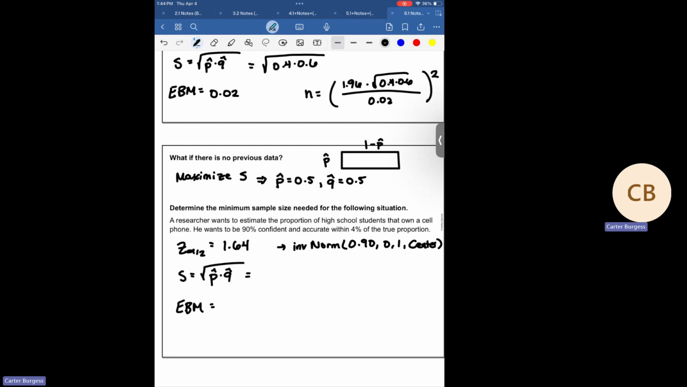What are we saying is true if we don't know what P and Q are? How do I make S as big as possible? What do P and Q need to be? They need to be equal. They're both going to be 0.5. So this is going to be 0.5 times 0.5, taking the square root of that. That's as big as we can make S. And then how much error are we trying to aim for? 0.04.